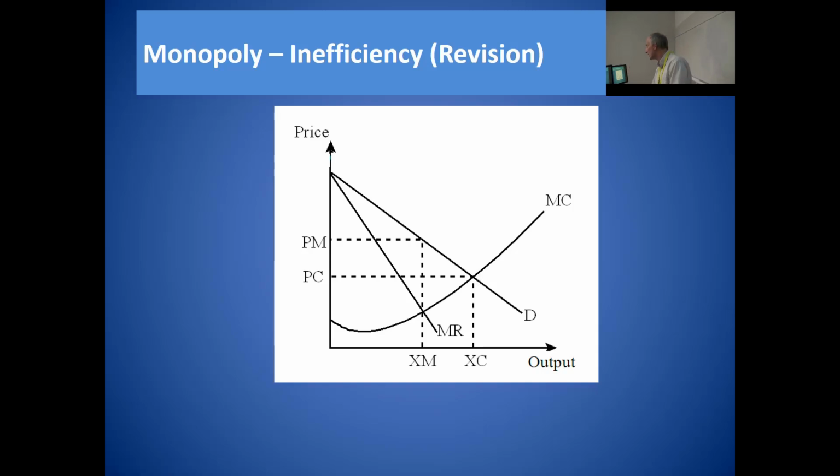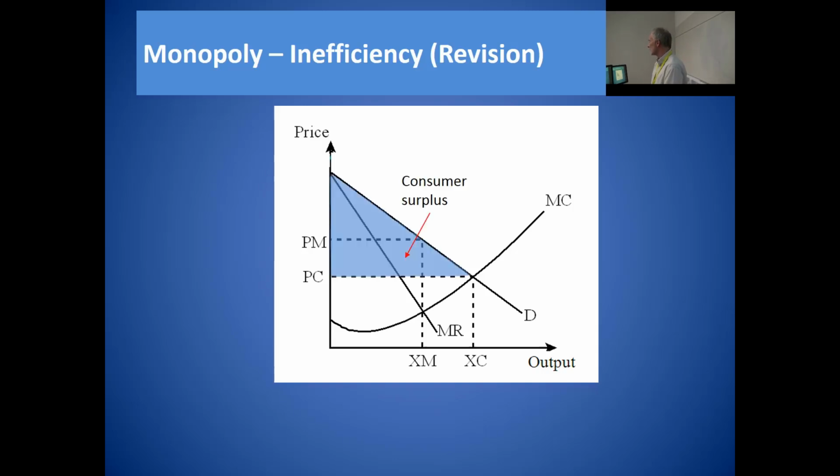So a competitive market would produce output up to that level XC, and if it produces that much output, the market will pay a price of PC. So that is our competitive output level. Now what we know about a competitive output level is it is efficient. It's the most efficient type of market that you can get. It will maximise consumer and producer surplus.